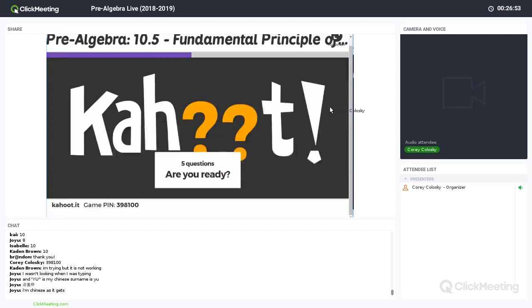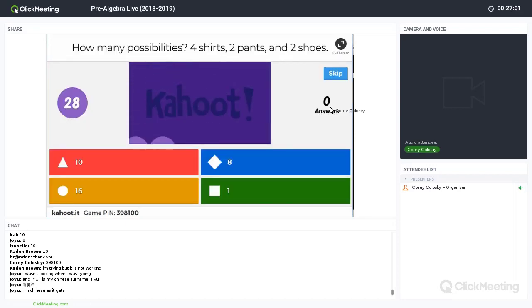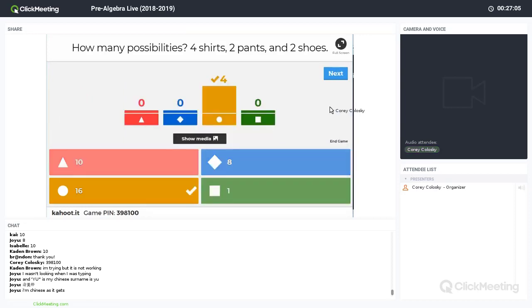So we only have 5 questions total. So 5 questions, here we go. So how many possibilities if you have 4 shirts, 2 pants, and 2 shoes? There we go. So possibilities you find by multiplying the different options together. 4 times 2 times 2 to get 16 total.